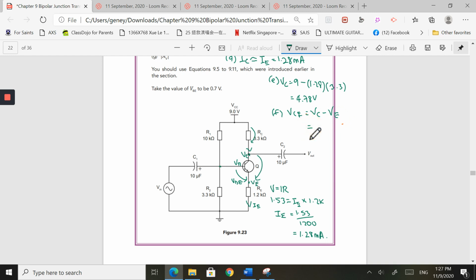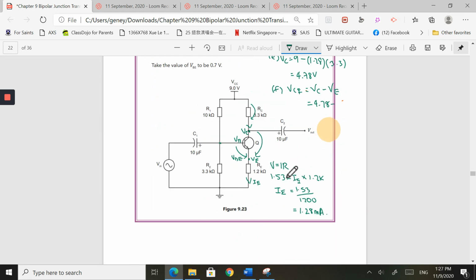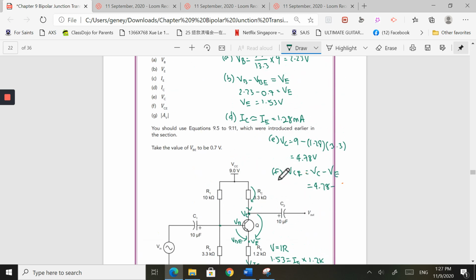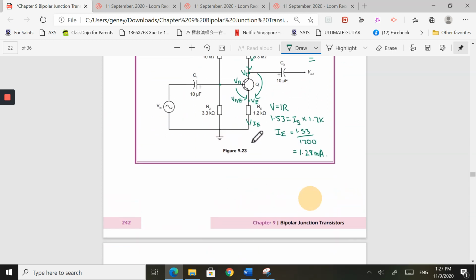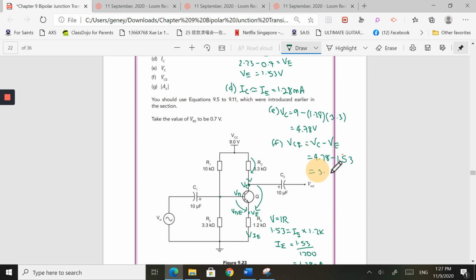So VC we calculated earlier to be 4.78. Take away VE, which we calculated earlier. Where is my VE? 1.53 over here, sorry. 1.53. Checking the answer, this will give me 3.25 volts.